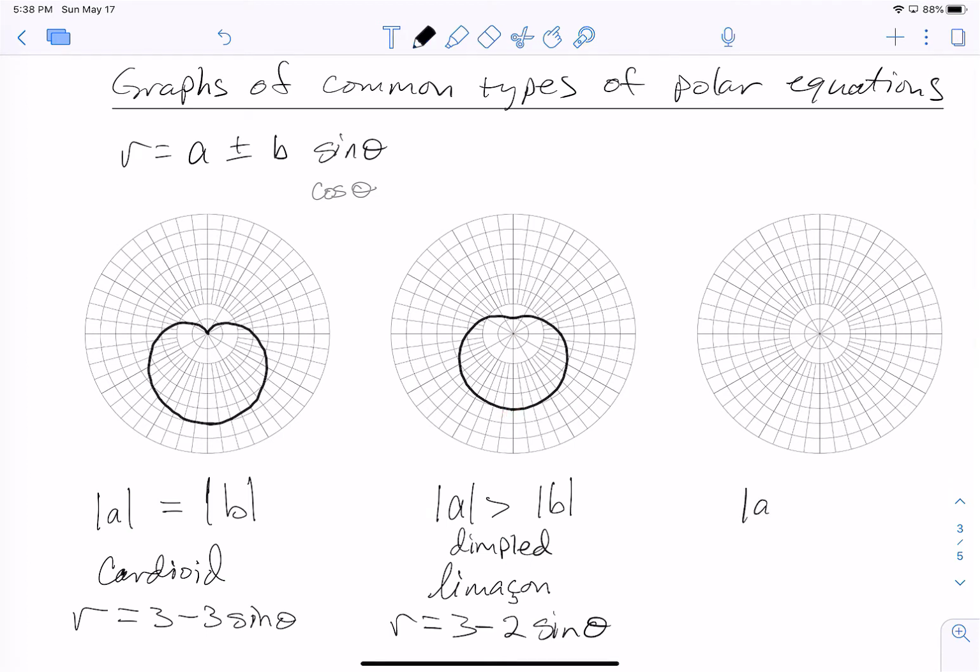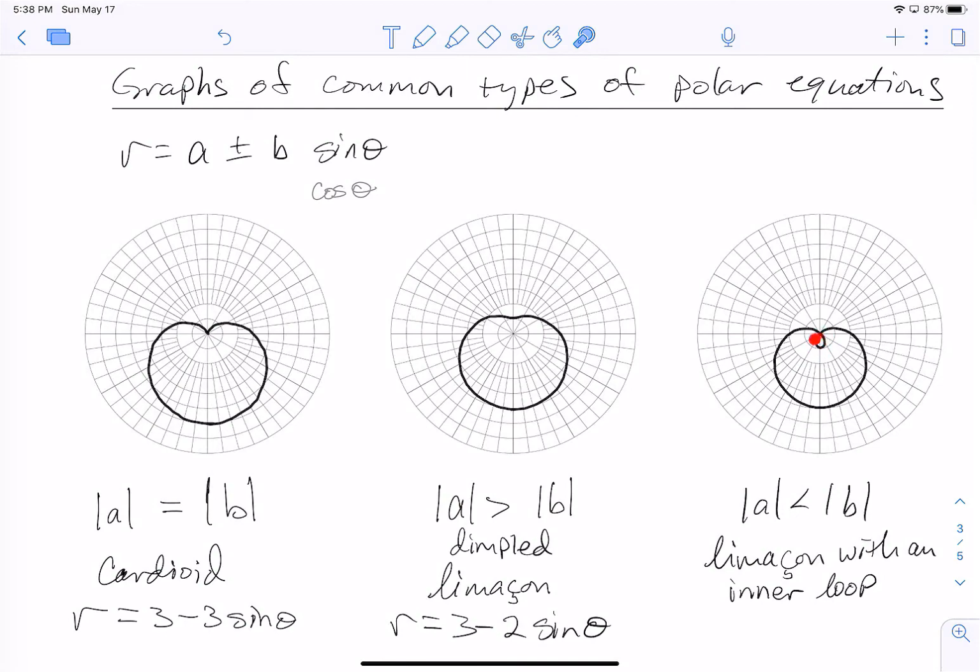Finally, if the absolute value of a is less than the absolute value of b, then we have something called a limacon with an inner loop. And so not only does the graph touch the pole, but it extends and we get this little loop inside. This graph came from the equation r is equal to 2 minus 3 times the sine of theta.